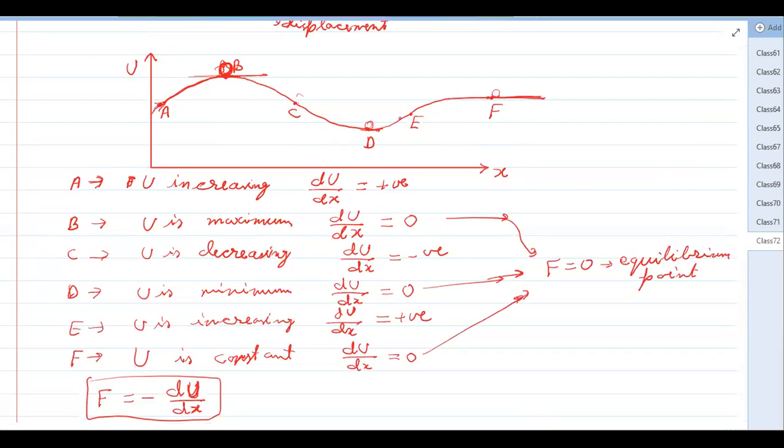C and E, there will be a force on the object. Now we have these three equilibrium points, but there is some basic difference between these three equilibriums. So what is the basic difference?